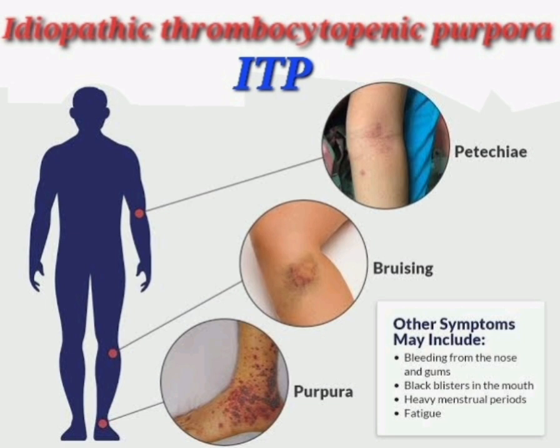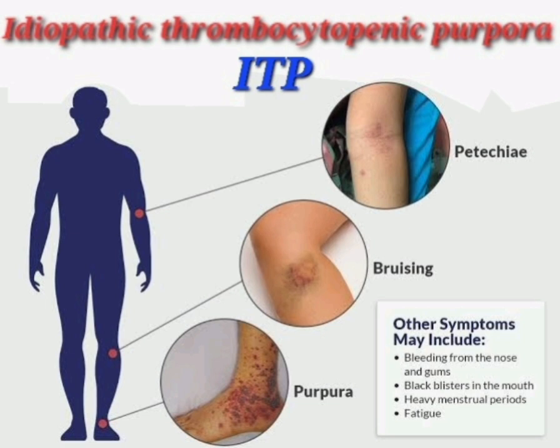Now ITP treatment, what do we do? First of all, if there is only petechiae and no bleeding, then reassurance. Mild, we give tranexamic acid. It is an antifibrinolytic and adjuvant treatment to control bleeding. Now going to moderate. Moderate, we give prednisolone and IV immunoglobulin. Severe, we give platelet transfusion, methylprednisolone and IV immunoglobulin.